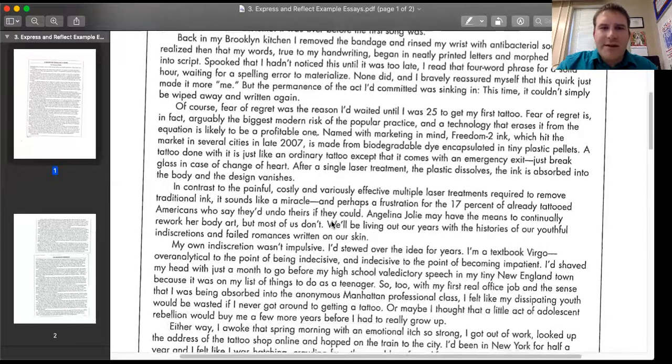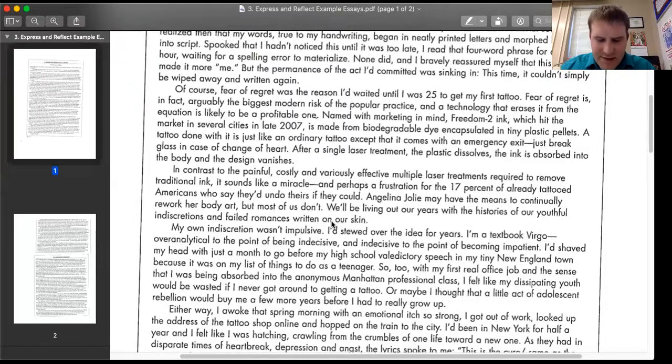Of course, the fear of regret is the reason why I waited until 25 to get my first tattoo. The fear of regret is, in fact, arguably the biggest modern risk of the popular practice. And a technology that erases it from the equation is likely to be a profitable one. Named with marketing in mind, Freedom Ink 2, which hit the markets in several cities in late 2007, is made from biodegradable dye encapsulated in tiny plastic pellets. A tattoo is done in it just like any ordinary tattoo, except it comes with an emergency exit. Just break glass in case of change of heart. After a single laser treatment, the plastic dissolves, the ink is absorbed into the body, and the design vanishes.